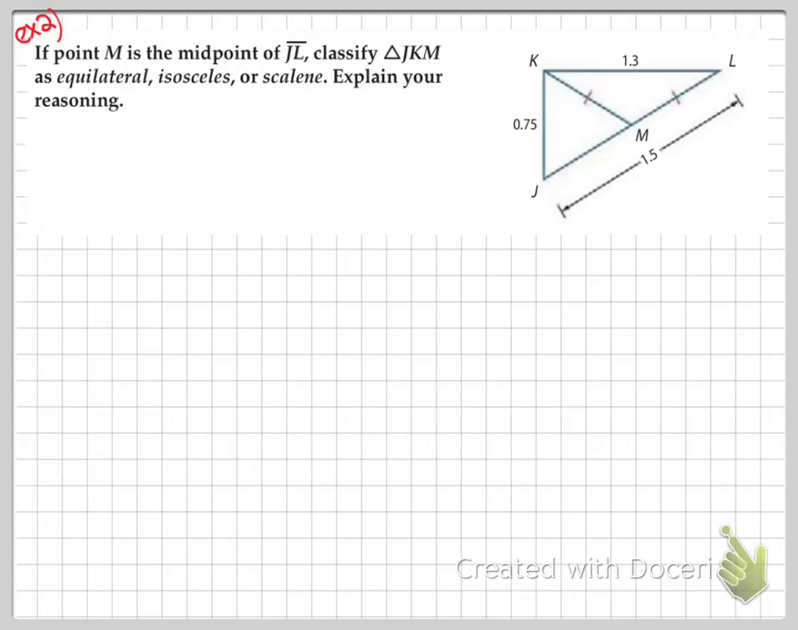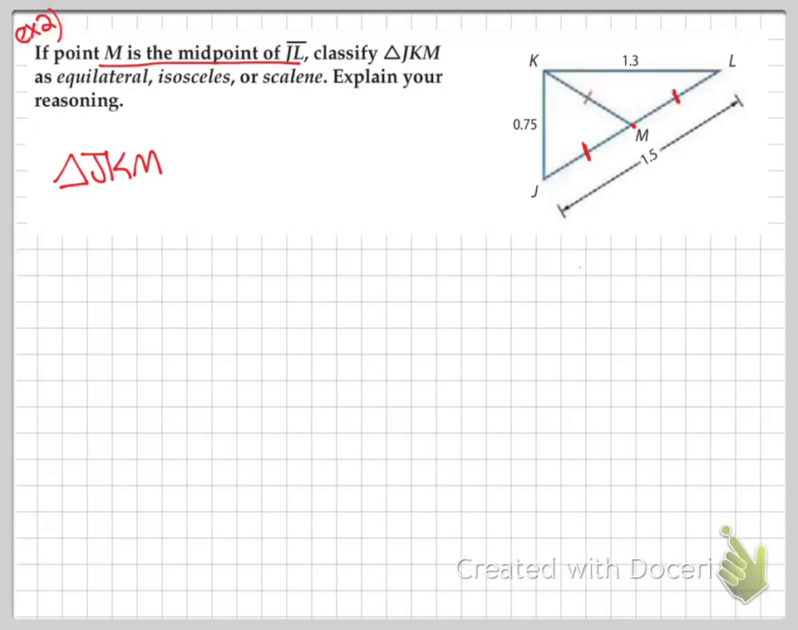So let's read the information we have. We have M is the midpoint of JL. So if M is the midpoint of JL, this is the midpoint of that segment, we know that this length is congruent to this one. All right, so those have to be the same length. So what we want to do here is classify triangle JKM as equilateral, isosceles, or scalene.